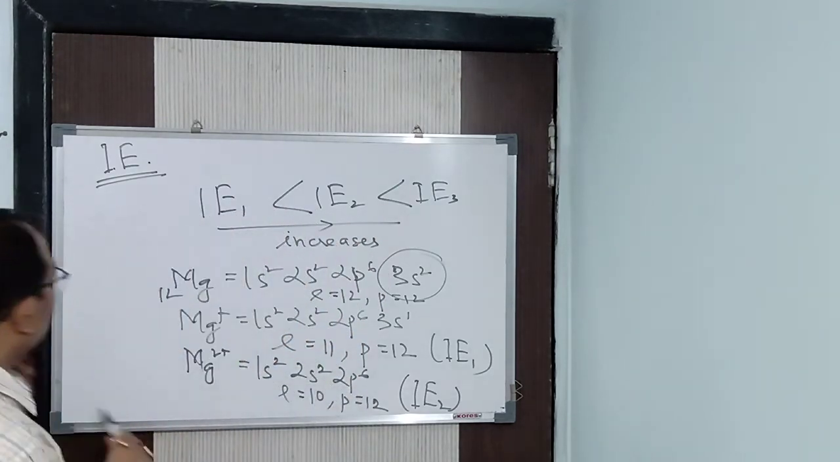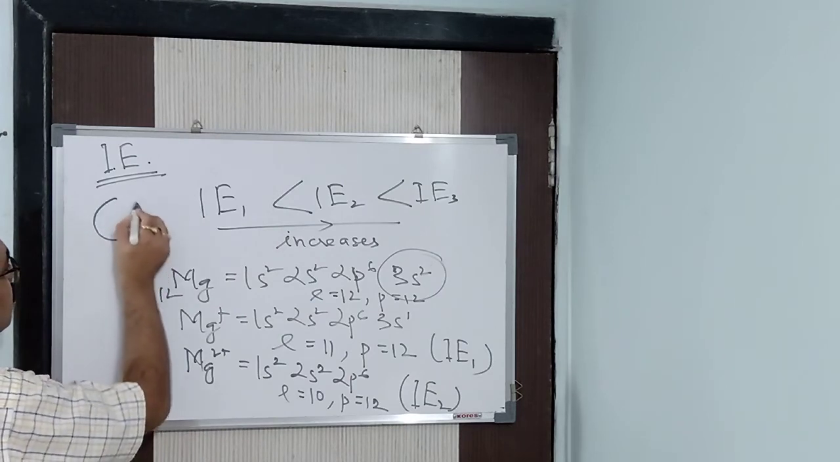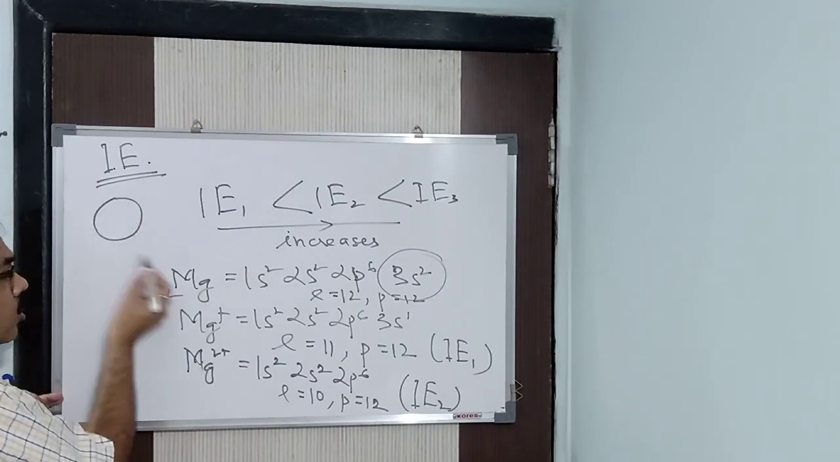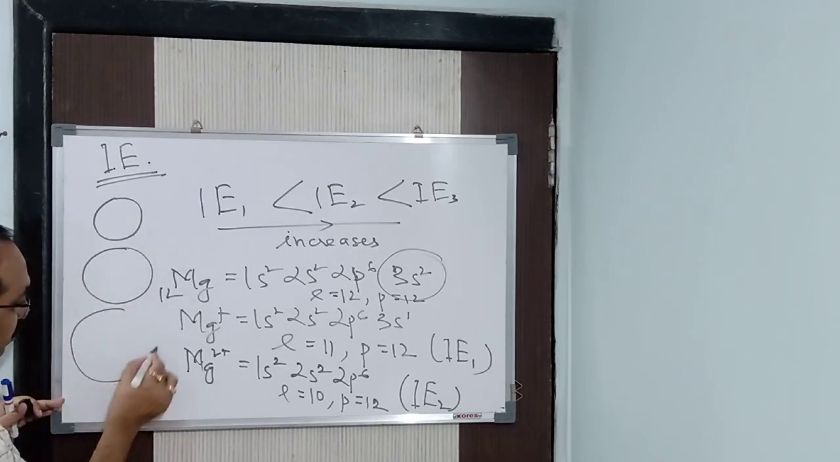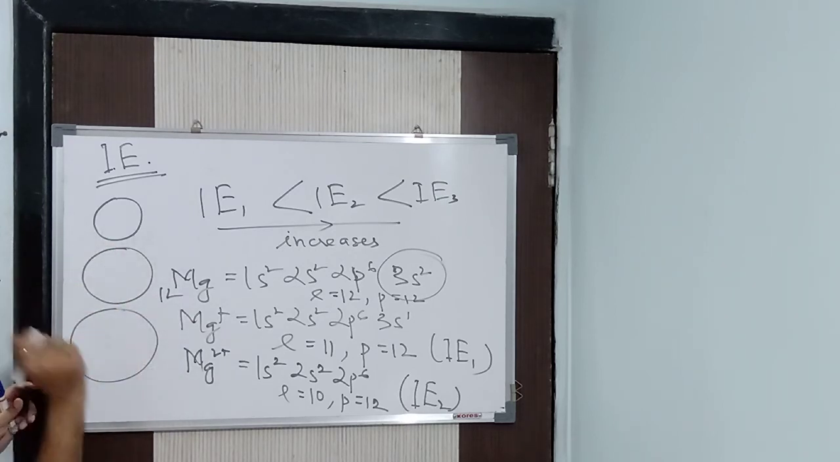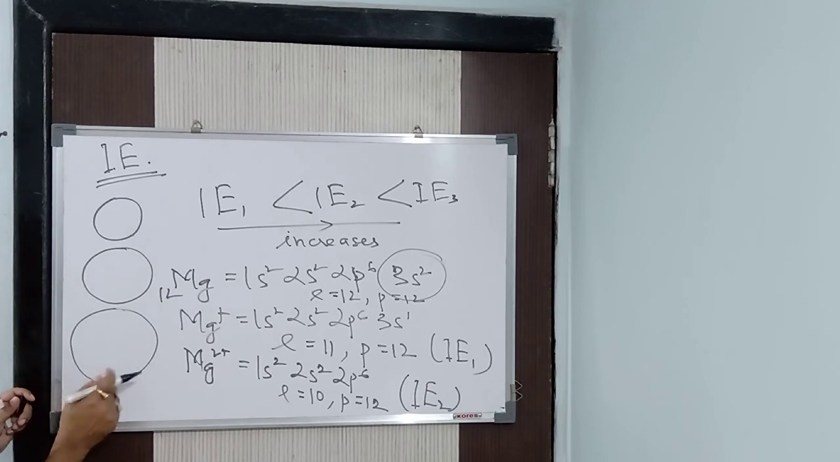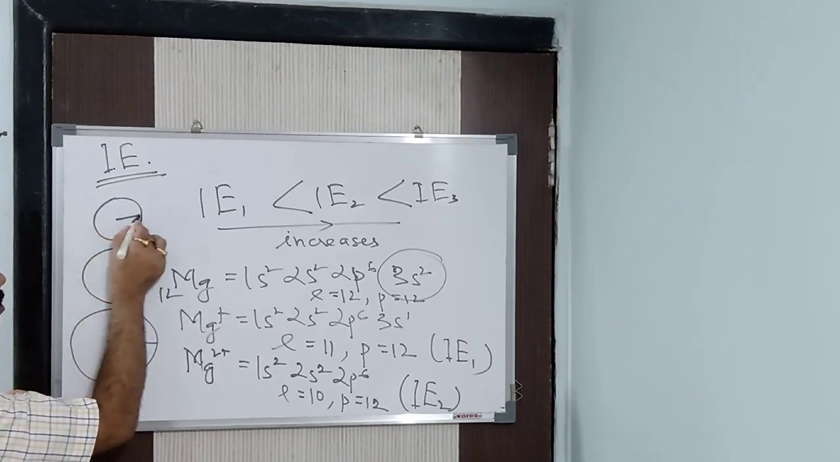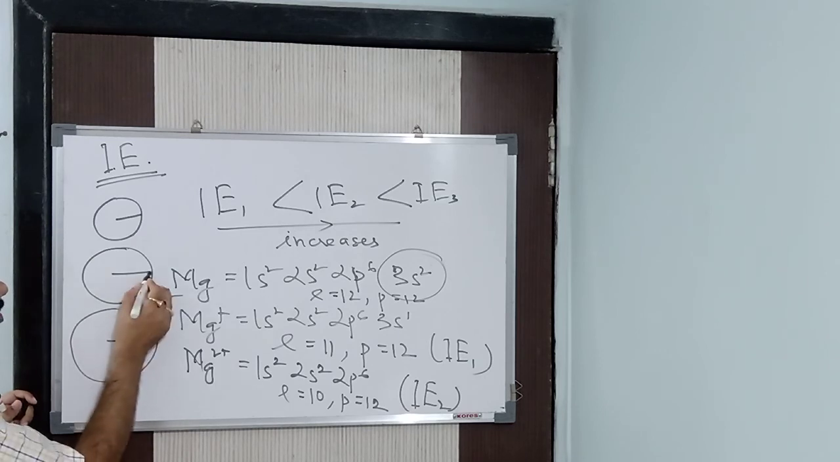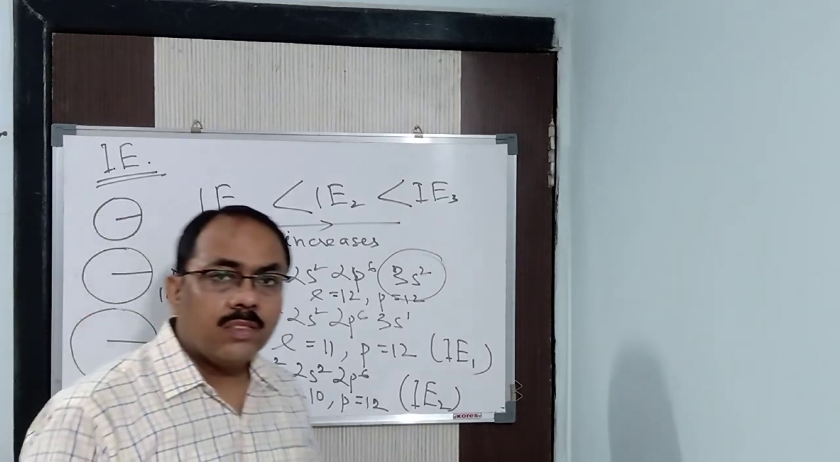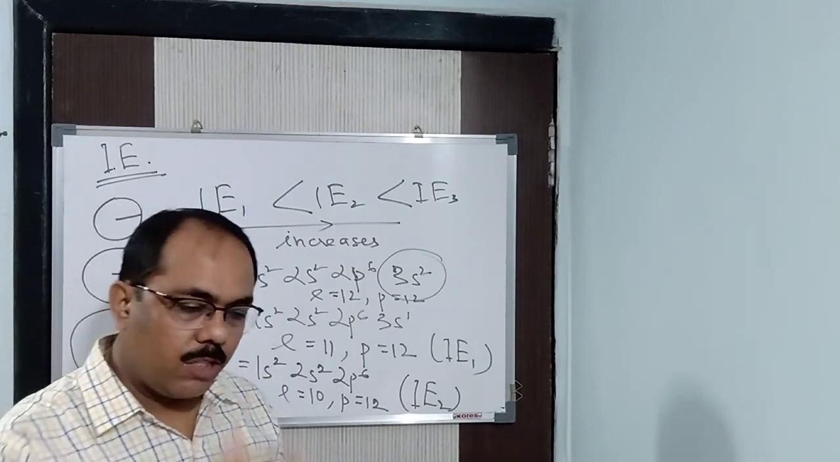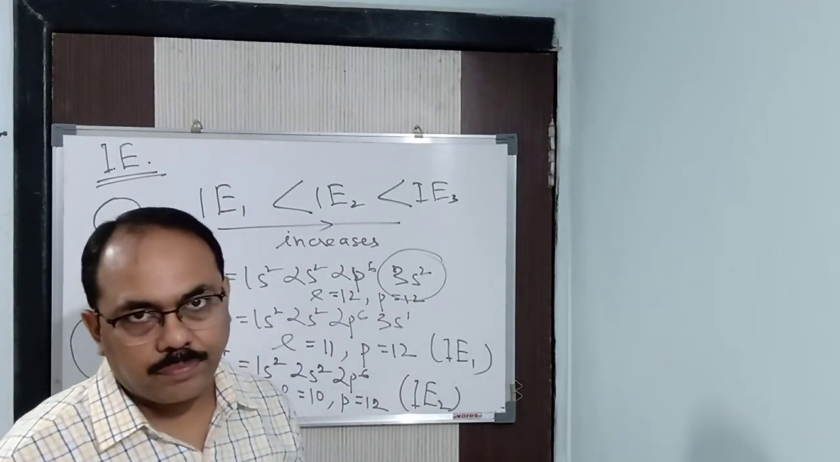Suppose in the first shell the atomic size is this. When you have 2 shells, the atomic size increases. When you have 3 shells, atomic size still increases. Now tell me, in which case will it be easier? Definitely in this case, because here you are moving far away from the nucleus. See the distance from the nucleus. Here it is far away, so it is easier. So down the group, ionization energy decreases because atomic size increases.